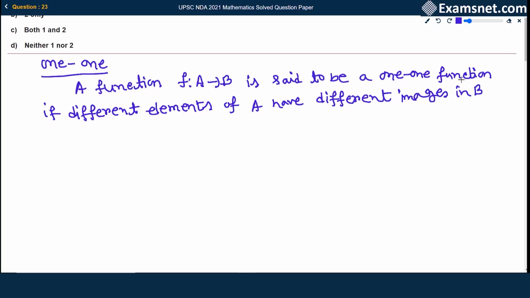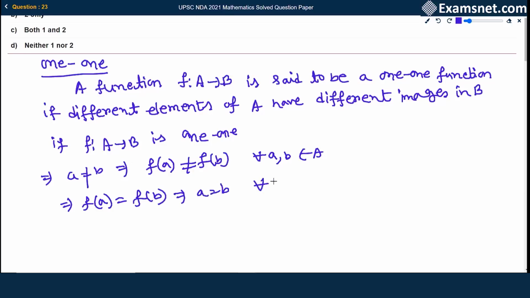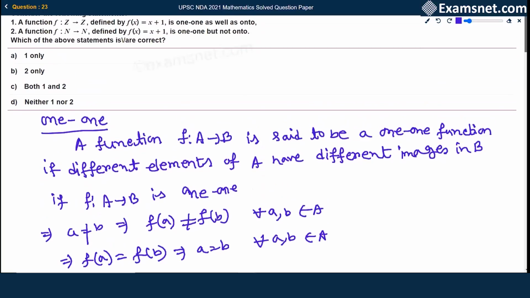Okay. So if I say that f: A to B is 1-1, that implies that a not equal to b implies f(a) not equal to f(b) for all a, b belonging to A. Also, it implies that if f(a) equals f(b), that means a equals b for all a, b belonging to A. That is the definition for 1-1 mapping.